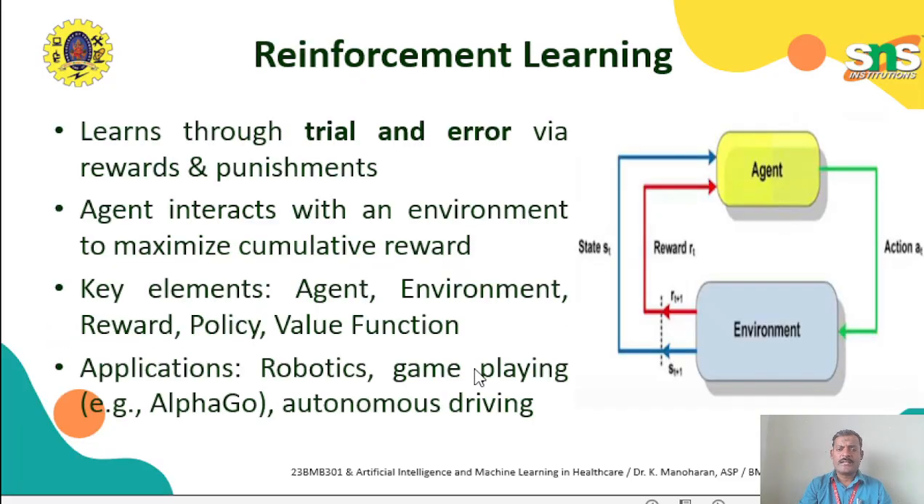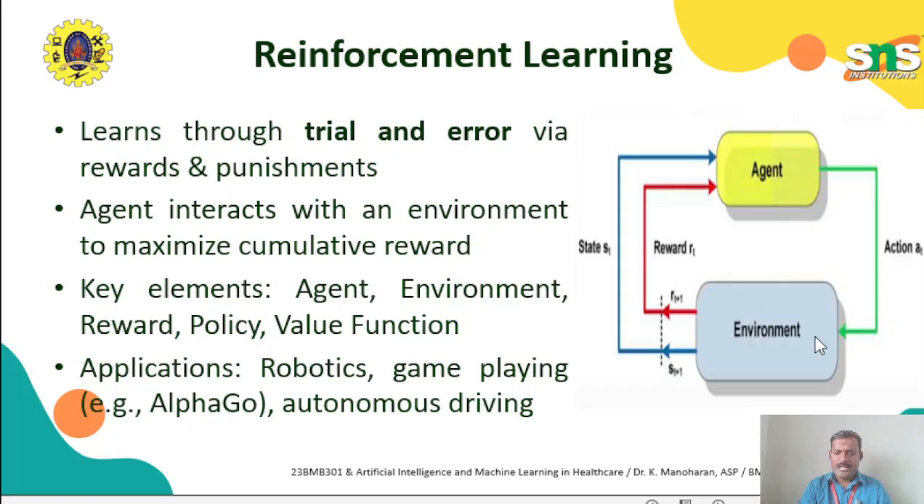Next will be reinforcement learning. This is a trial and error method. Whether the result is right or wrong, based on that a reward or punishment will be given. In this method the agent uses the environment to maximize the cumulative rewards. We need to add both the rewards and punishments, and by this we can get the results, whether we are improving or some improvement is needed. The key elements are agent, environment, reward, policies, and value functions. Some of the applications are robotics, game playing, and autonomous driving.